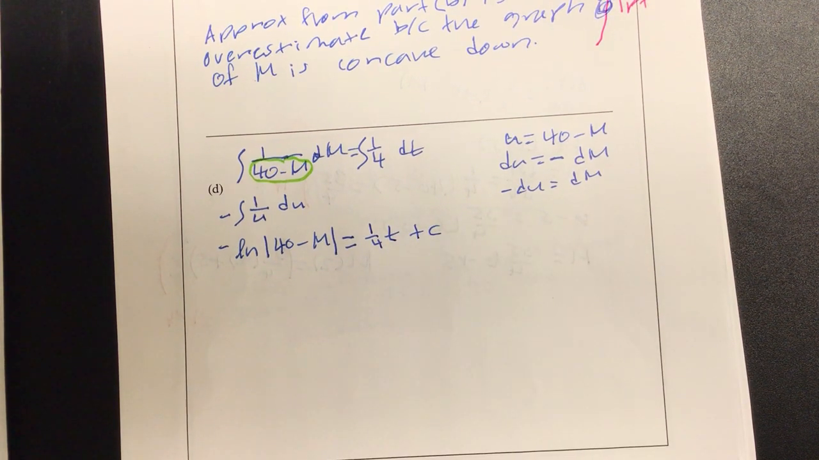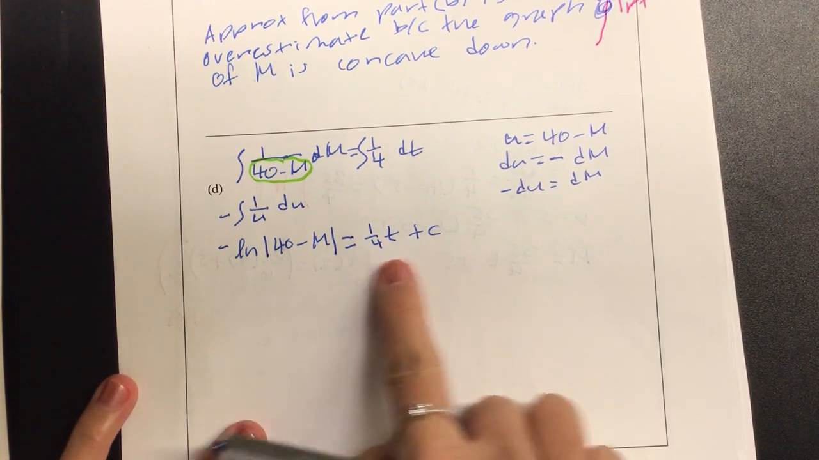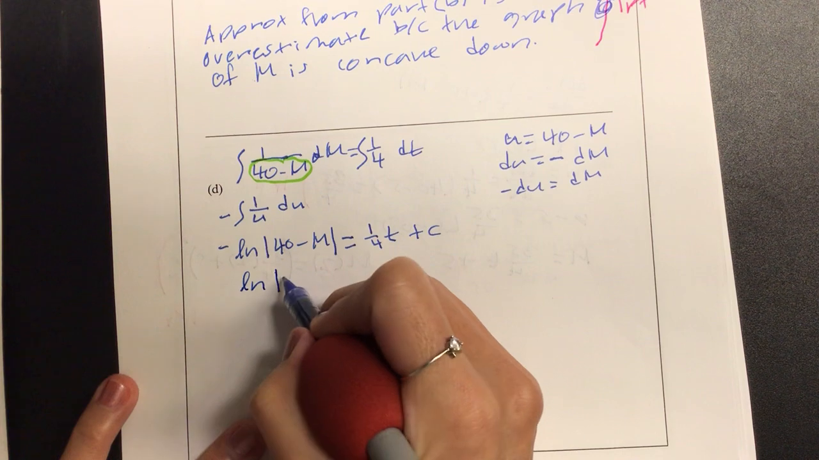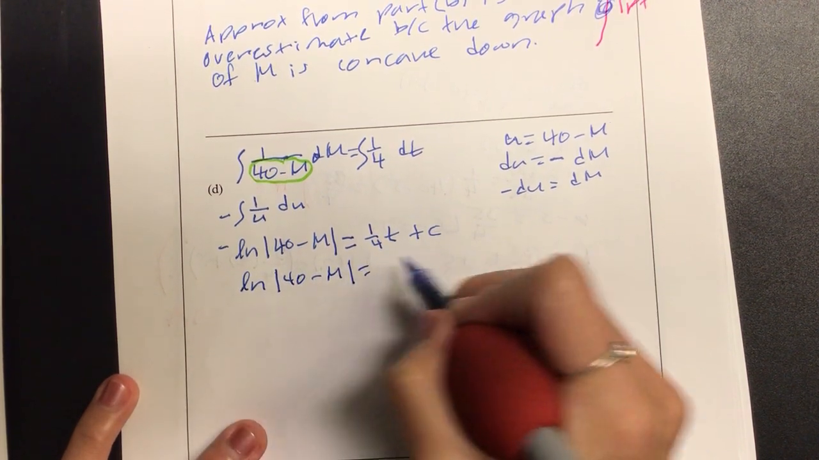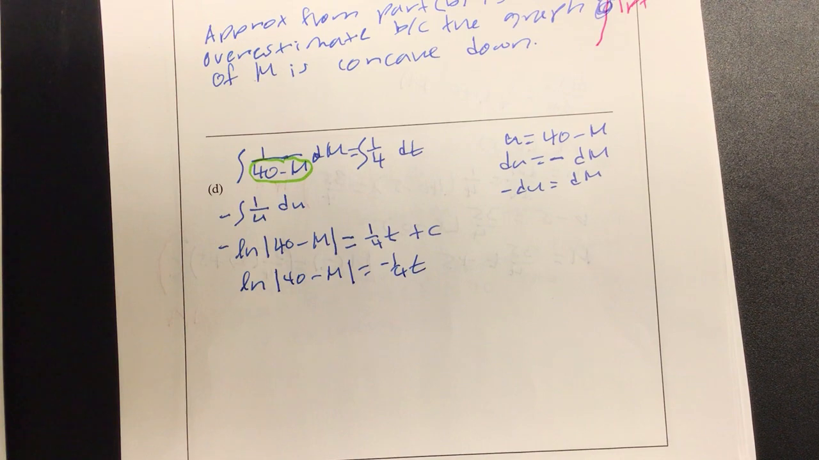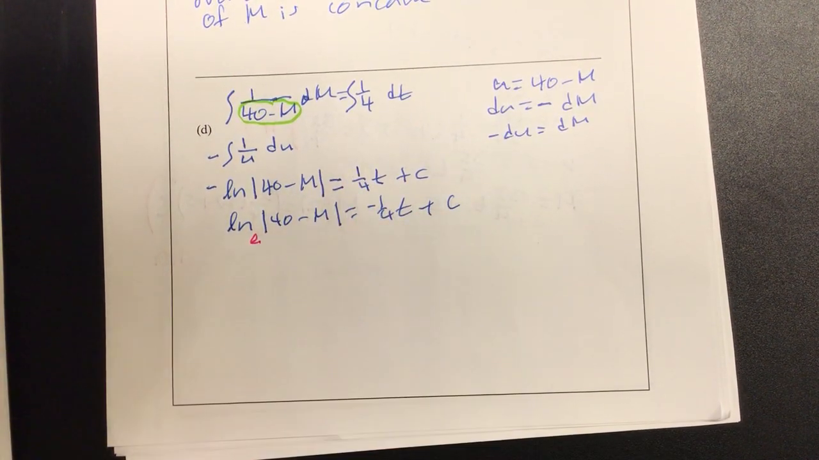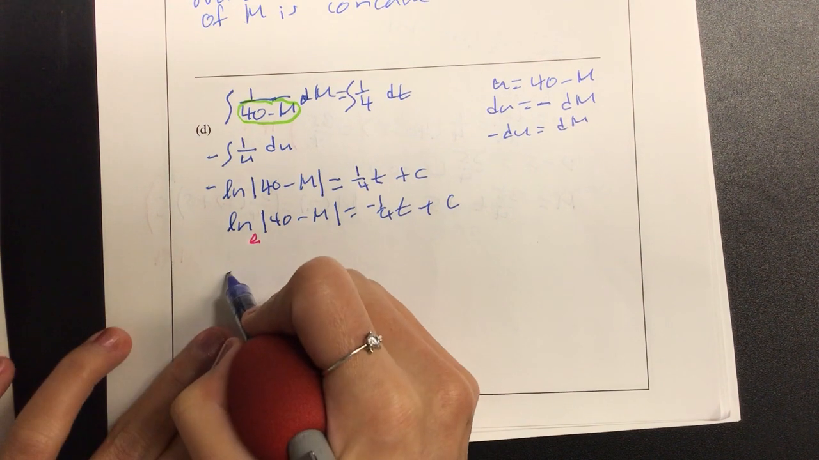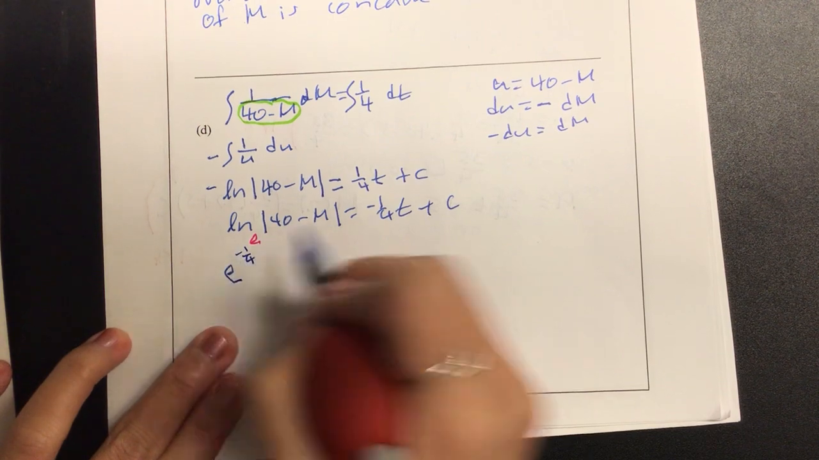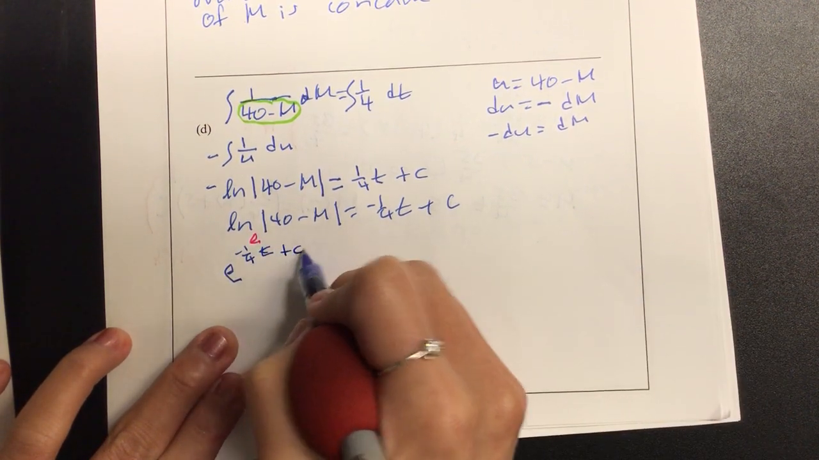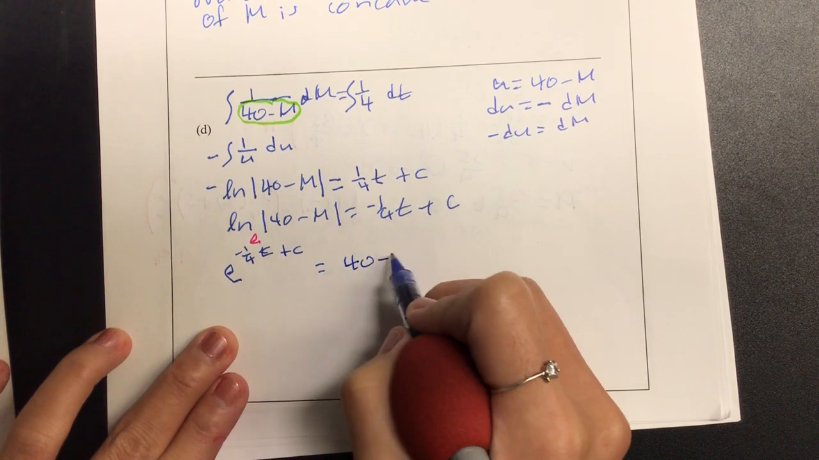So now I want to get rid of my negative. If I want to get rid of my negative, I'm going to multiply by negative on the other side. We have natural log of the absolute value of 40 minus m equals negative 1/4 t. But the constant c could be negative or positive in itself, so we're going to leave that as plus c. So now let's do our drop and cross. What is my understood base of natural log? E. So when I drop and cross, natural log goes away, so that means my absolute value goes away. So we have e to the power of negative 1/4 t plus c is equal to 40 minus m.